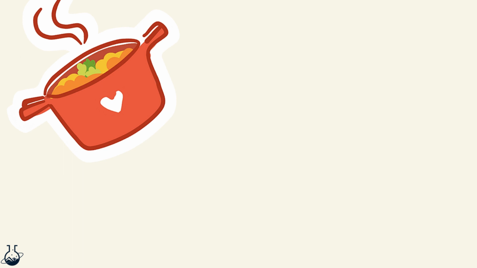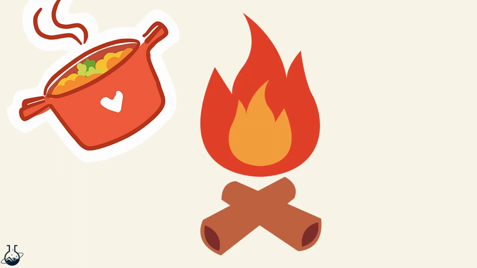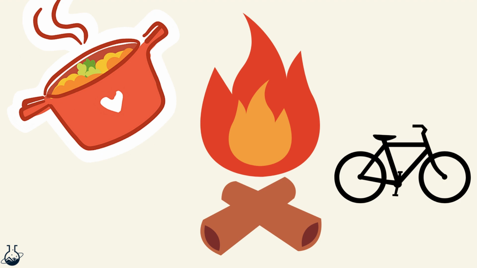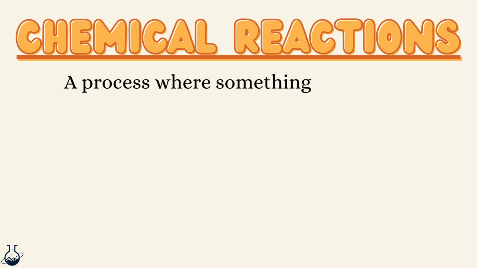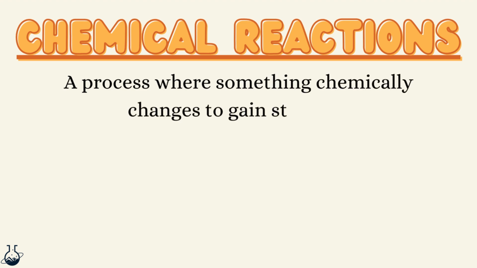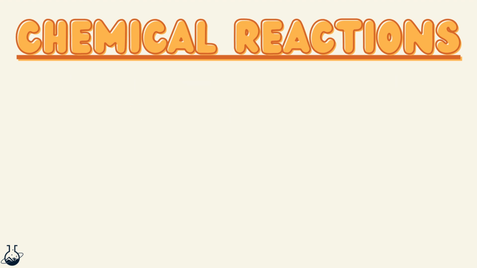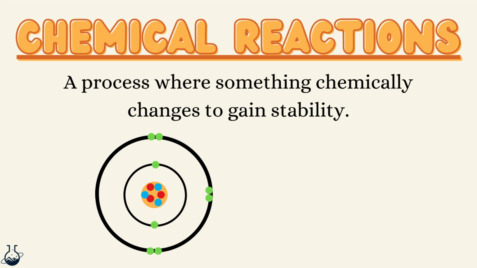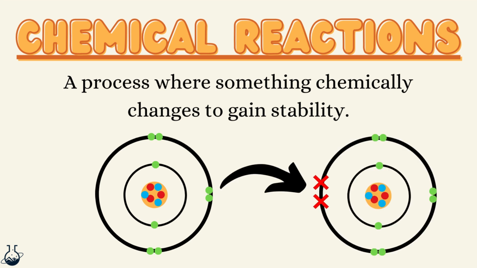Chemical reactions happen all around us, whether you're cooking up a storm, having a bonfire, or you've left your bike outside in the rain. Chemical reactions are processes where something chemically changes to gain stability. Remember our ions video. Atoms like to have full outer shells. This makes them stable. A full, stable atom is a happy atom. This is the foundation of a chemical reaction.